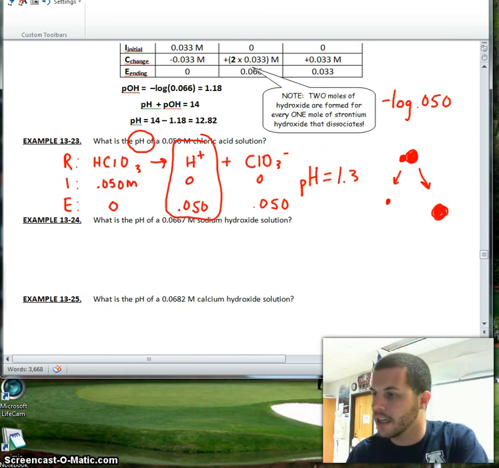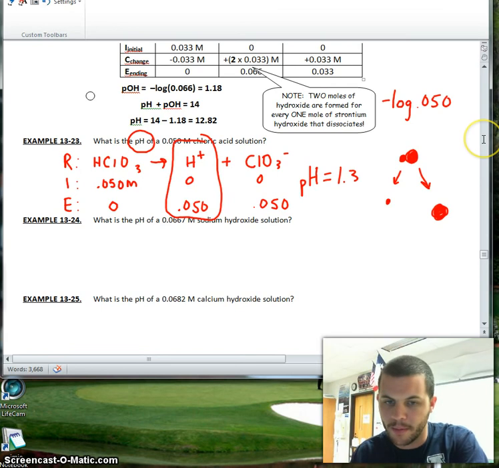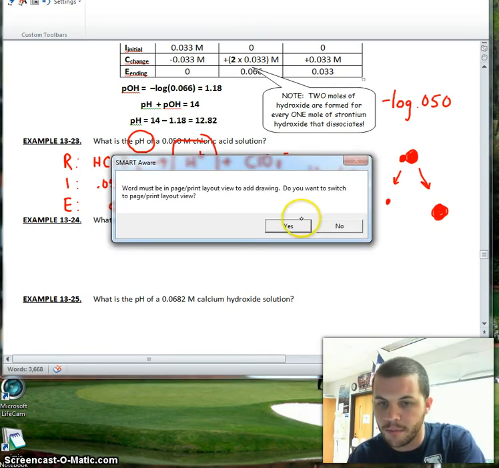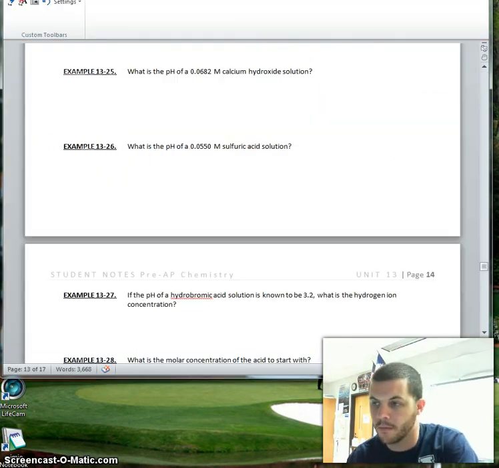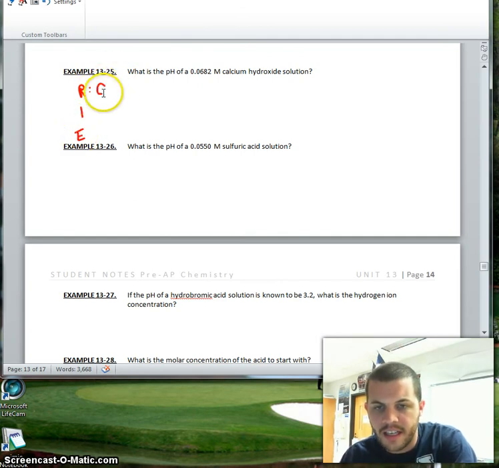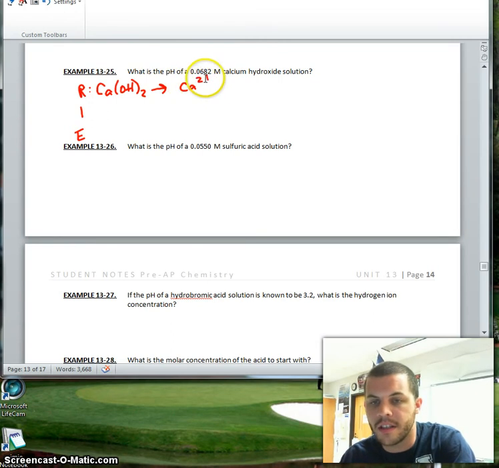Does that make sense? So let's take a look at another problem. Let me get this one erased real quick. We're going to trick it up just a little bit. Okay, let's take a look at this problem dealing with calcium hydroxide. Once again, I'm going to use my RIE method. I'm trying to find the pH, and so I'm going to start off with my reaction of Ca(OH)2, a strong base, so I'm going to get a single arrow, and that's going to dissociate into calcium ions.